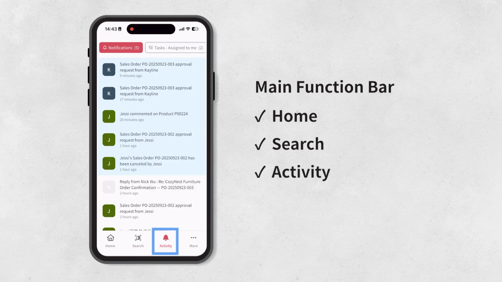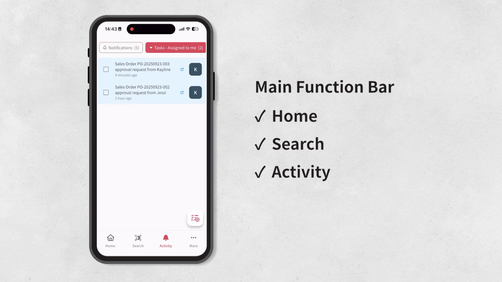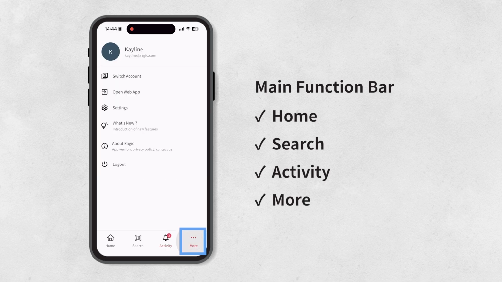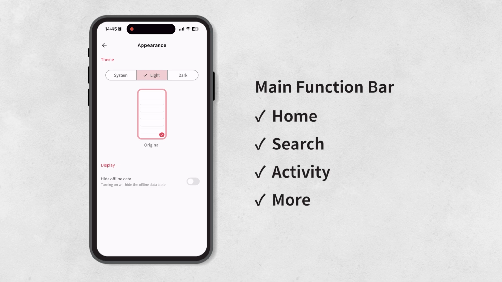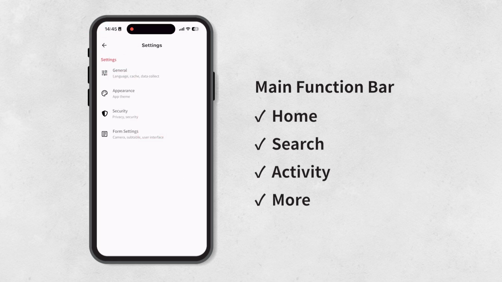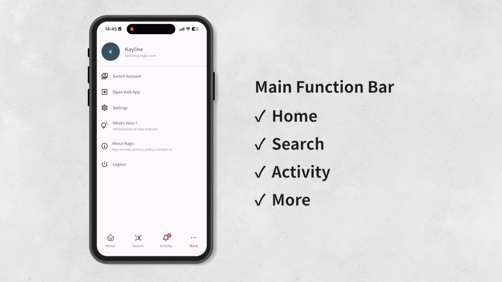The third is Activity, where you can view all your notifications and assigned tasks, among others. Lastly, More allows you to switch database accounts and configure advanced settings. For example, you can tap Appearance to switch to dark mode or set it to system settings. Click the arrow in the upper left corner to return to your database.